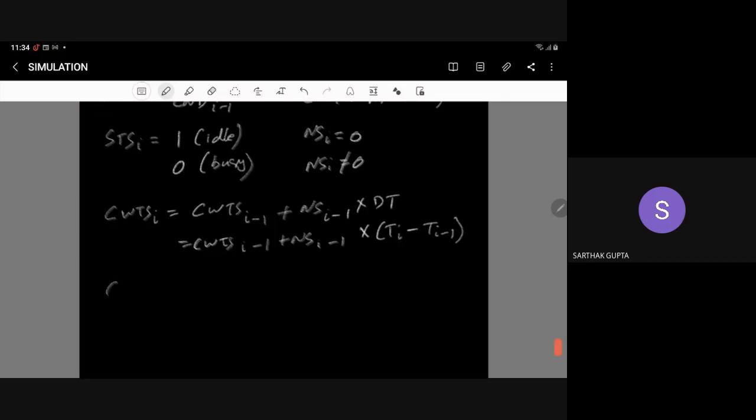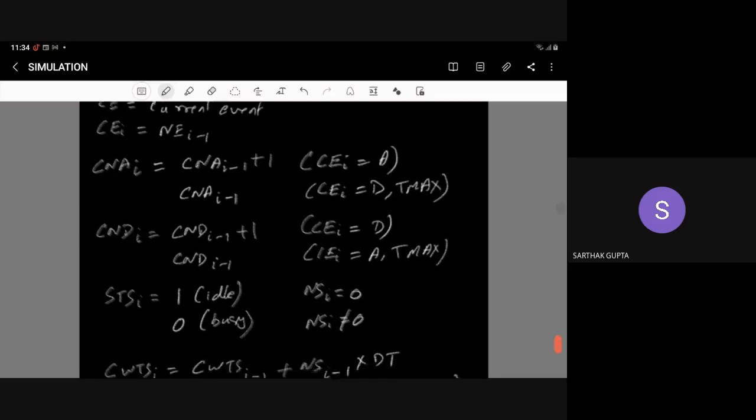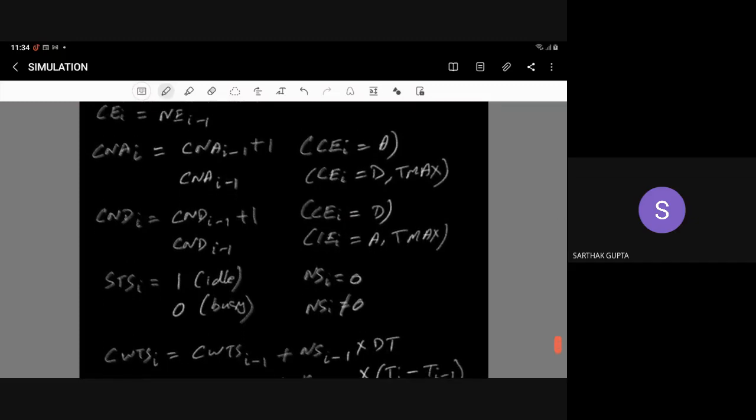Similarly, CWTQ will be the CWTQ of previous plus NQ of previous. Here we have not included the NS, and one more thing: at this place we have to include the NS also. What is the NSi?